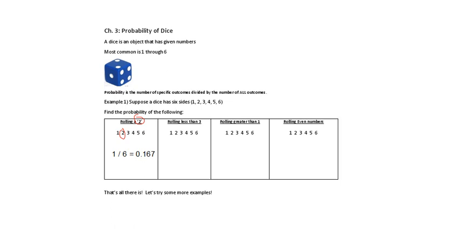Alright, the next one says rolling less than 3. Well, numbers less than 3 would be 2 and 1. This time, I circled 2 numbers. So to answer the question, I would do 2 divide 6, which is equal to 0.333.